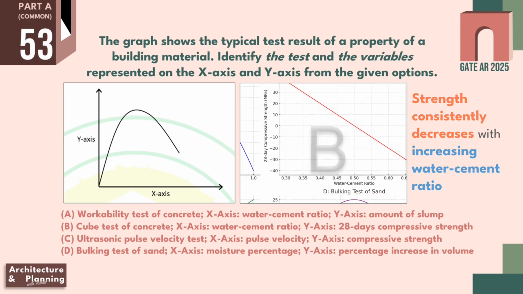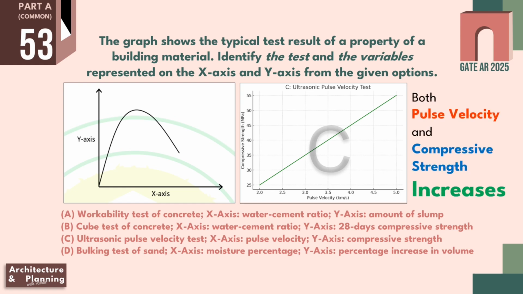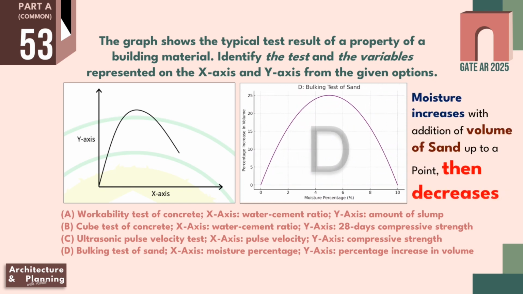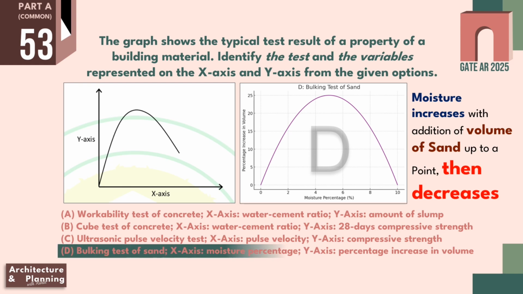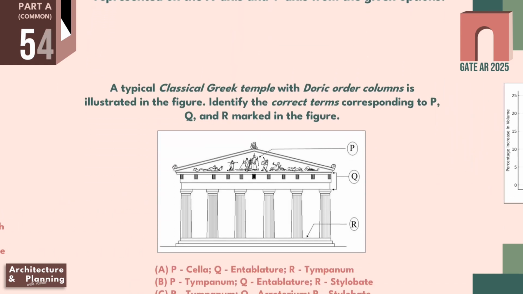Next graph is of ultrasonic pulse velocity test. Here both pulse velocity and compressive strength are increasing. Hence it is a very linear type of graph, not matching with the given parabolic graph. And the last graph is showing the bulking test of sand. Here the moisture content is increasing as we are increasing the volume of sand, but only up to a certain point. After that it decreases. So this is exactly matching with the given graph and the answer is option D, and the graph is showing the bulking test of sand. Let's move to the next question.